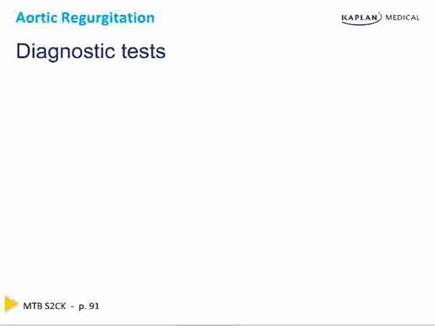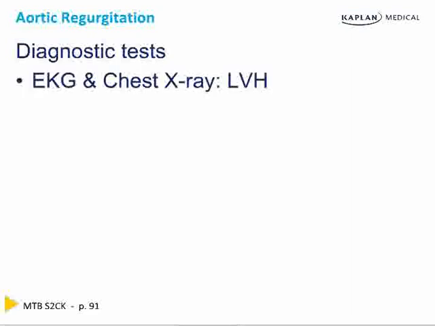The diagnostic tests for aortic regurgitation start out with EKGs and X-rays, which show left ventricular hypertrophy. But remember, left ventricular hypertrophy is not any more specific here than it is with aortic stenosis. So although they'll show the heart enlarging to the left side and the S in V1 and the R in V5 greater than 35 millimeters, it still is not enough to tell you it's aortic regurg.